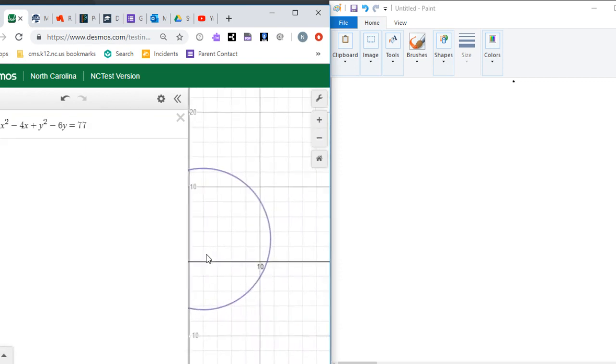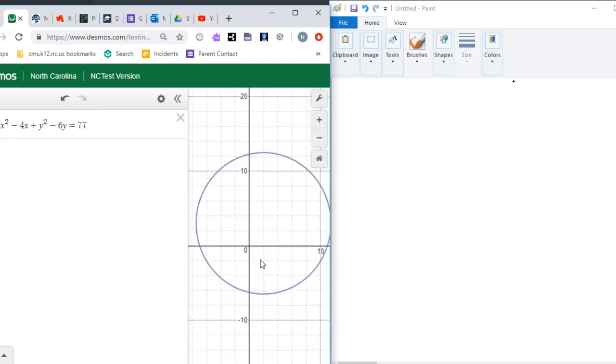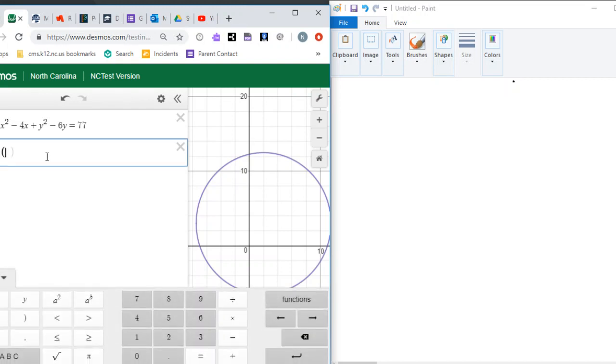This is a circle centered at, the x value seems to be 2, the y, this circle seems to be centered at 1, 2, let's see. 1, 2, not quite. Let's try 1, 3. Maybe, but it's a little bit off, let's try 2, 3.